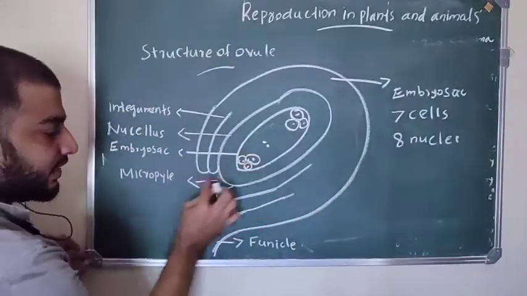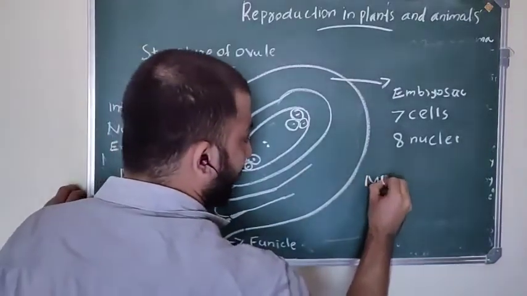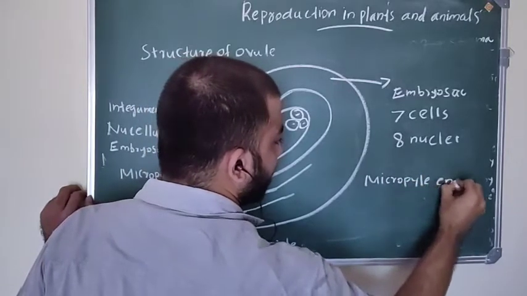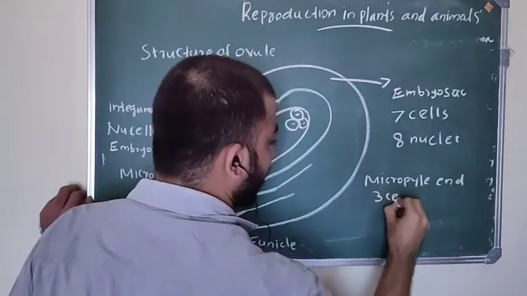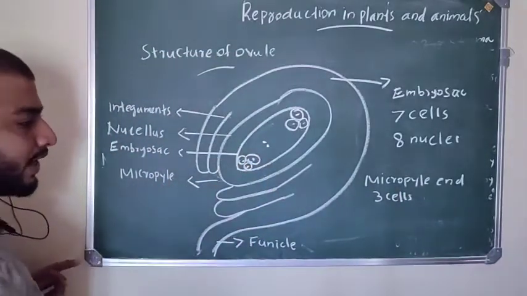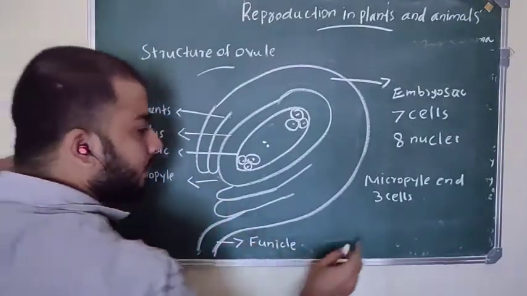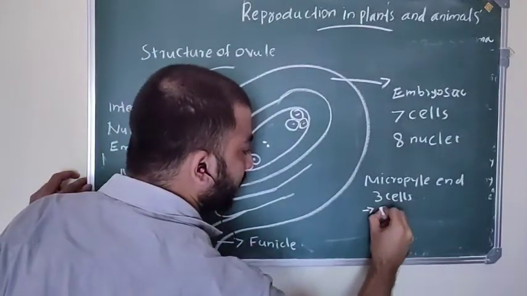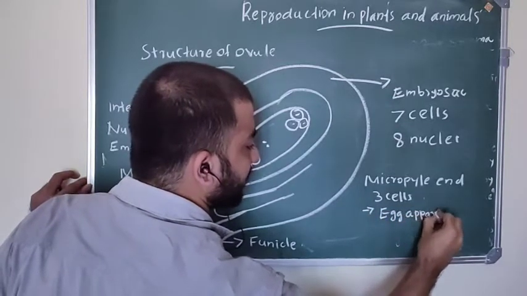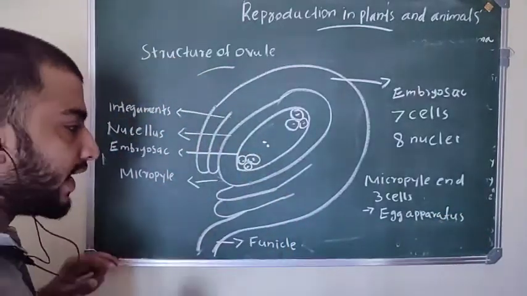These 3 cells are present at the micropylar end. There are 3 cells. These three cells are present at the micropyle end of this ovule, so they are called the egg apparatus. Okay. These three cells together are called the egg apparatus.